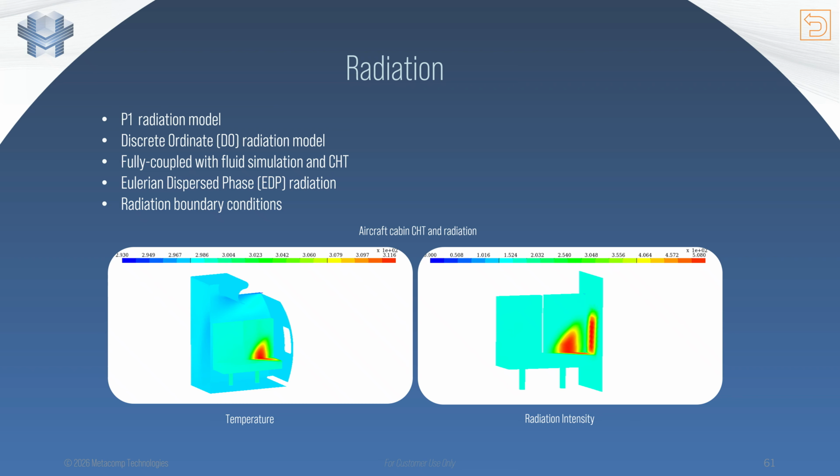CFD++ offers two radiation models, the P1 model and the discrete ordinates model. In the DO model, the angular space is discretized, solving radiative heat transfer within each computational element. Both models are fully integrated with fluid simulations and conjugate heat transfer, ensuring accurate thermal predictions.